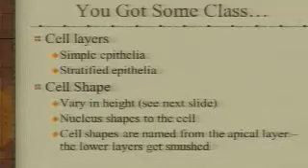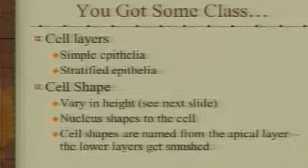Now, the second way that we classify is cell shape. There's many varieties in shapes. Now, let me tell you this right now. You're not going to see these shapes perfectly.